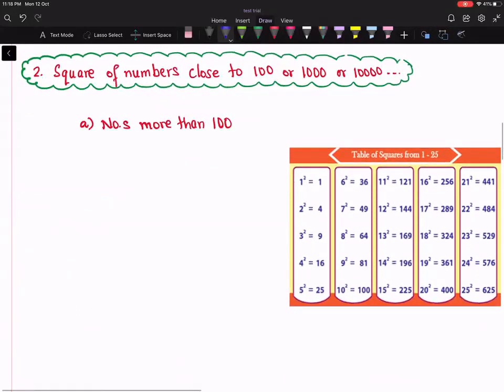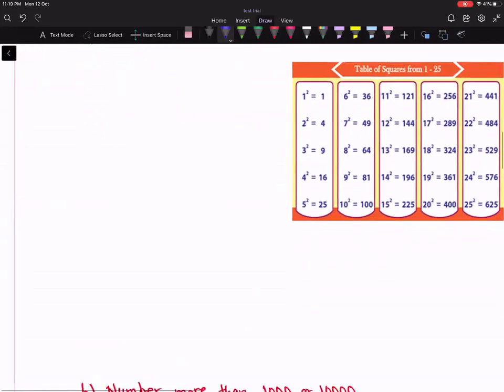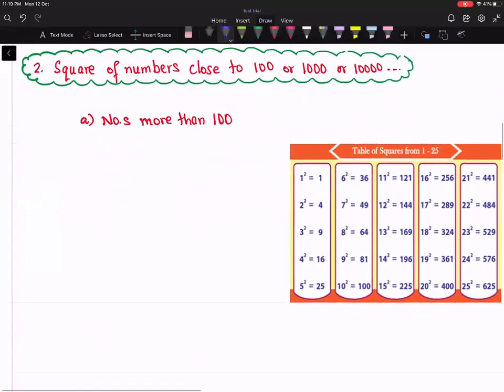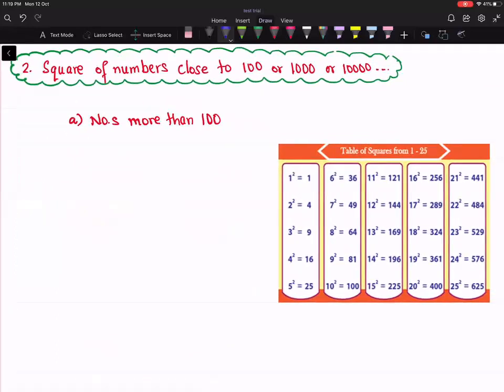Now let's take the squares of numbers which are close to 100 or 1000 or 10,000. How to find those squares? Now before going further, you should know the squares of the first 25 numbers by heart, right? If you know the squares of the first 25 numbers by heart, then you can find the squares of numbers up to 125 within seconds. Okay, let's see.